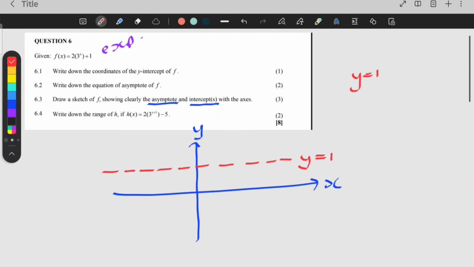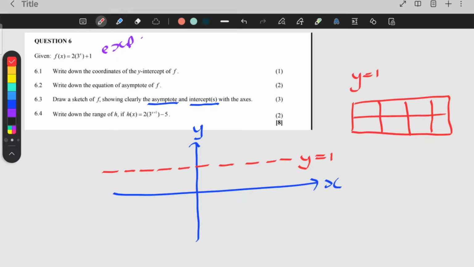Then, do you see this positive 2 here in front? That positive 2 means that my exponential function is above the asymptote. So it's either that way or it's this way, but it's above. So if it's above, it means it doesn't have x-intercepts because it will never cut that line. So no x-intercepts.